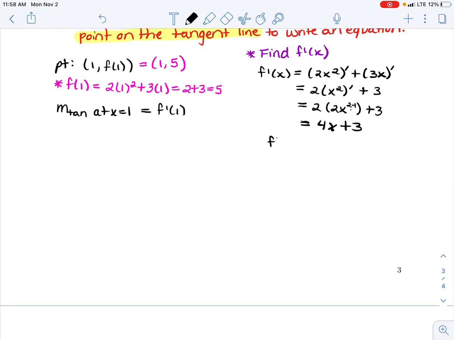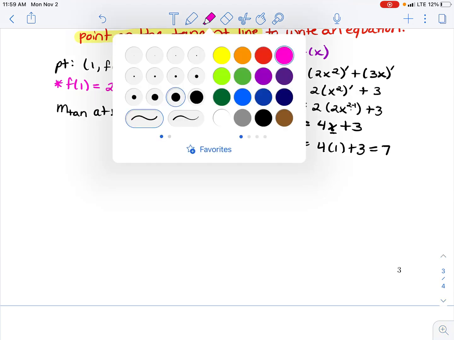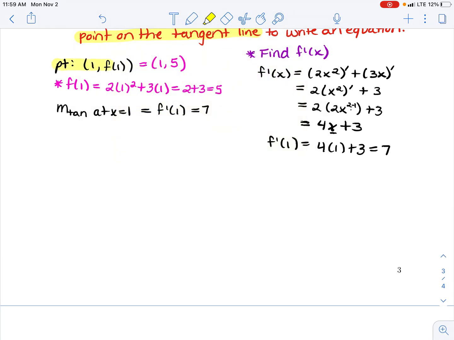Okay, so now that means the derivative at 1 is just going to be 4 times 1 plus 3, which is equal to 7. Because now I need to just plug in 1 where I see x into the function to find the derivative at 1. And so going back, this is just going to be 7. Okay, so now I have all my key components here, because I have my point, my coordinate 1, 5, and I have the slope of my tangent line, which is the derivative at 1, which is 7.